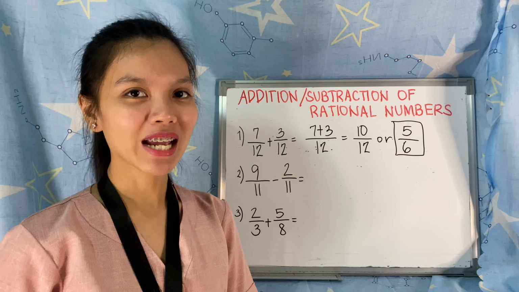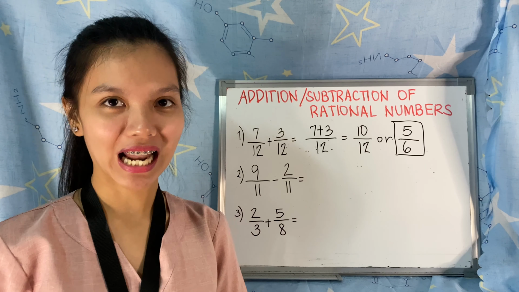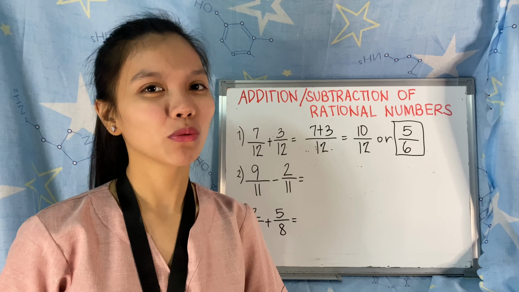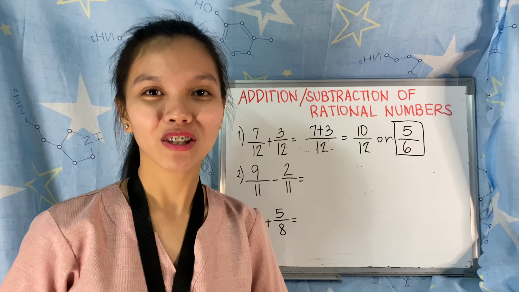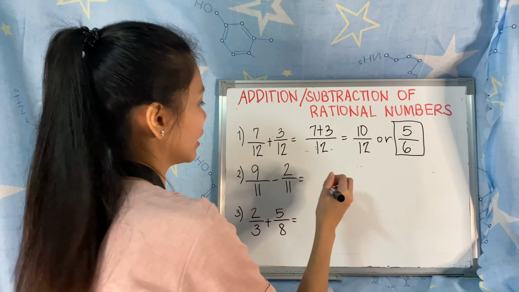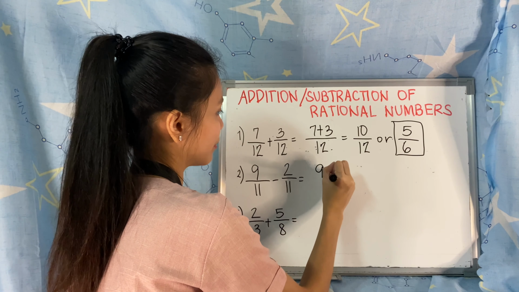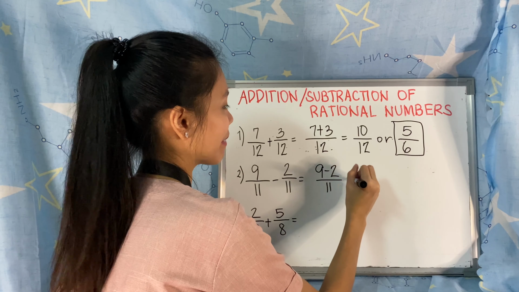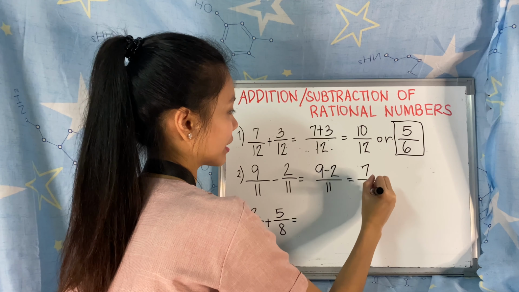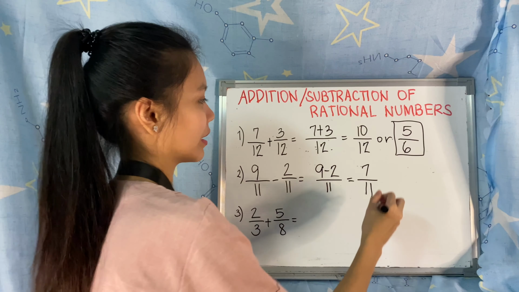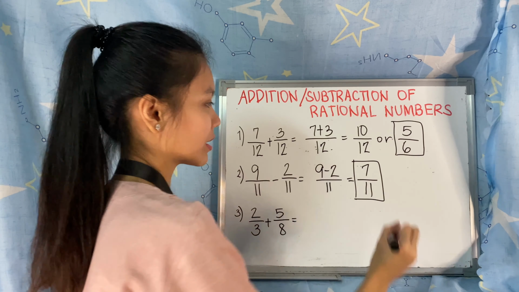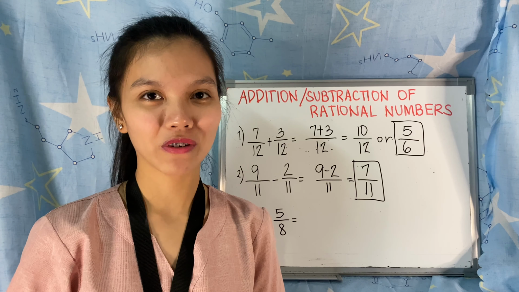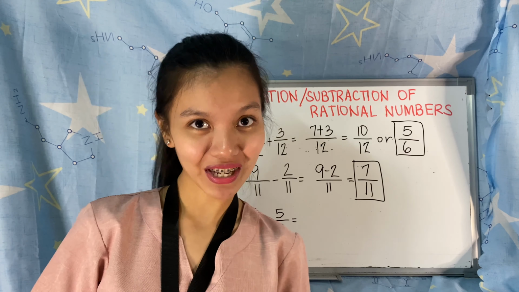Next, we have 9/11 minus 2/11. So, the denominators are already the same. So, we are just going to subtract the numerators. So, we have 9 minus 2. Copy the denominator, which is 11. 9 minus 2 is 7. Then, copy the denominator 11. So, we can simplify it because it is already prime. Therefore, our difference is 7/11.